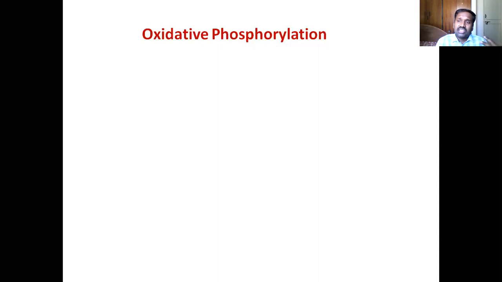Substrate level phosphorylation is by the direct transfer of a phosphate group from high energy molecules like phosphoenol pyruvate or diphosphoglycerate to ADP. But what is oxidative phosphorylation? The mechanism is entirely different. This doesn't involve transfer of a phosphate group from high energy molecules. It involves a completely new set of machinery in the cells to carry out oxidative phosphorylation. What is that machinery and what is the mechanism of oxidative phosphorylation? We will discuss in our coming classes.